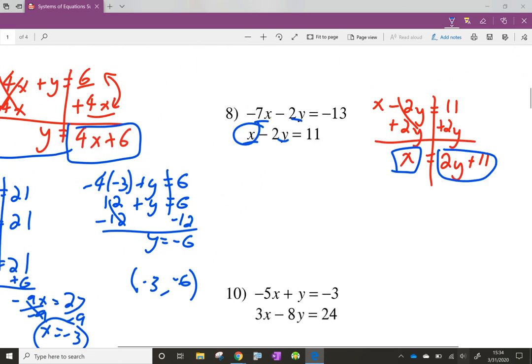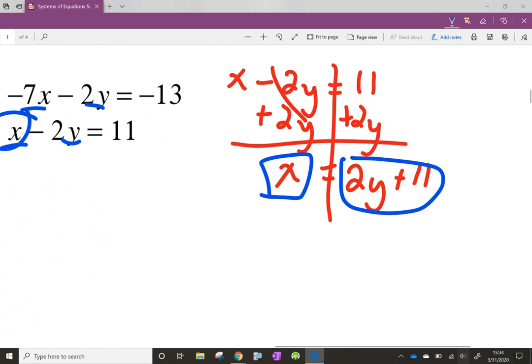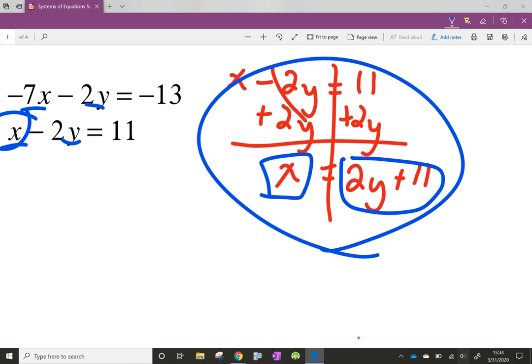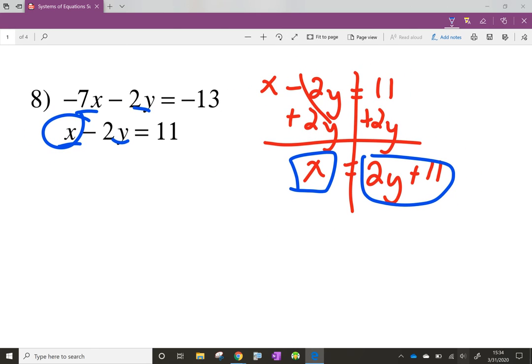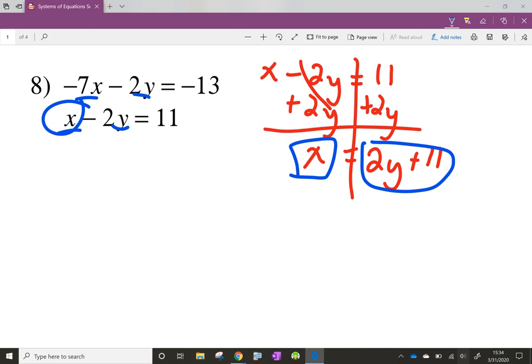So keep that in mind. Sometimes you have to do a little bit of rearranging like this first before you can plug it in. And as far as rearranging goes, pick the easiest one to rearrange that you can find. And that's how I identify which one's the easiest one to isolate by itself. But anyway, keep in mind, we've got the x by itself, right? So now, remember, this is x equals.